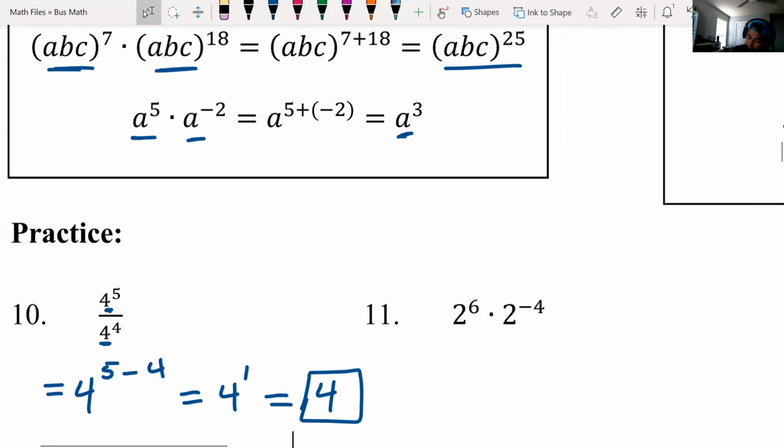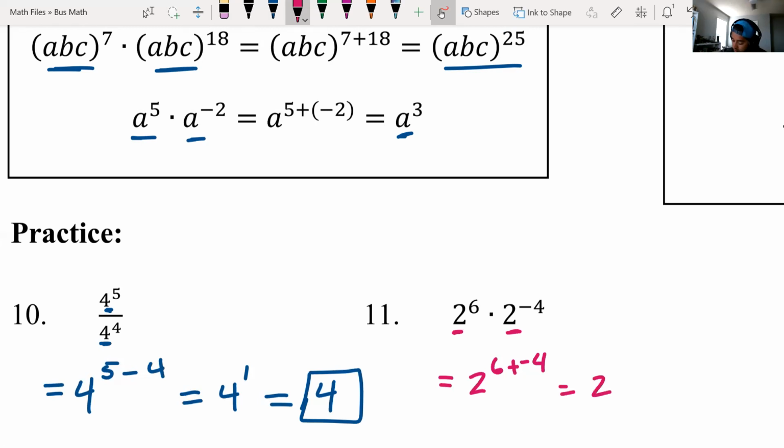11. 2 to the 6th times 2 to the -4. Same base, multiplying each other, we will add the exponents. So you're going to get 2 to the 6 plus -4, which just becomes 6 minus 4, which gives me 2 squared, which will give me 4.